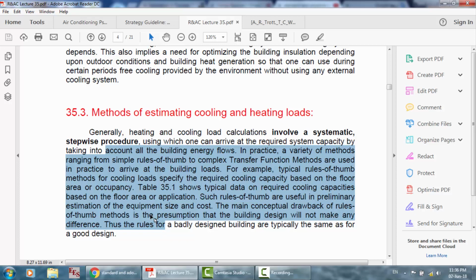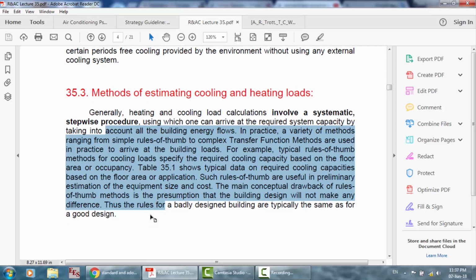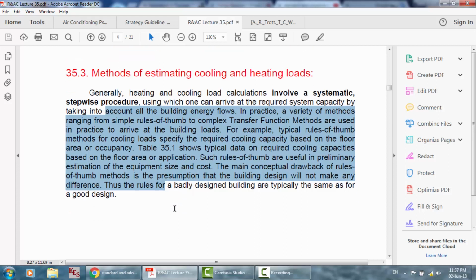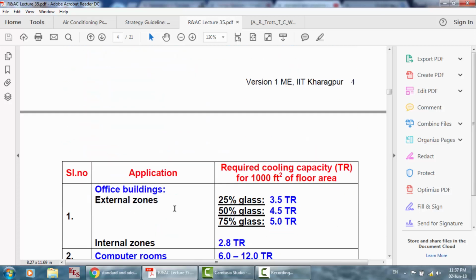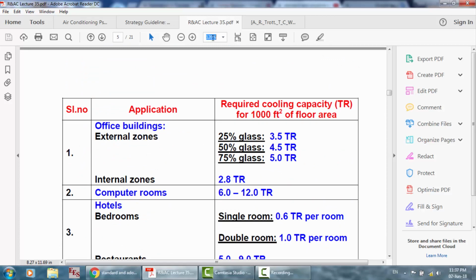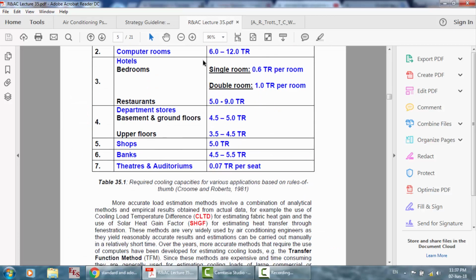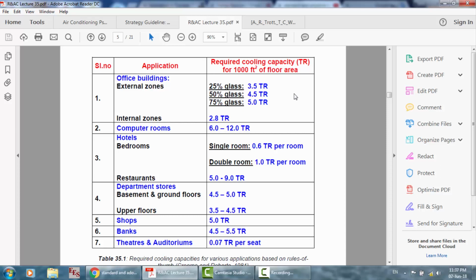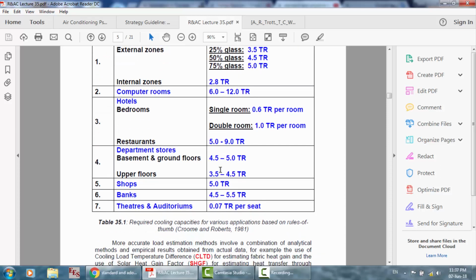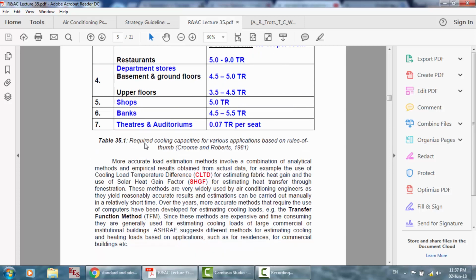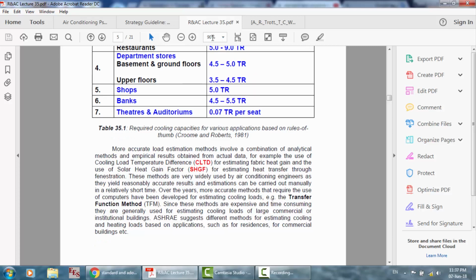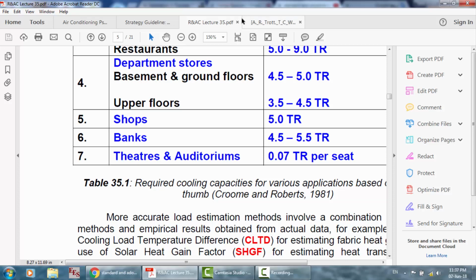The main conceptual drawback of the rules of thumb methods is the presumption that the building as designed will not make any difference. Thus, the rules for a badly designed building are typically the same as for a good design. So we have here this table, we have the application and the required cooling capacity, the required cooling capacities for various applications based on the rules of thumb and more accurate load estimation methods.